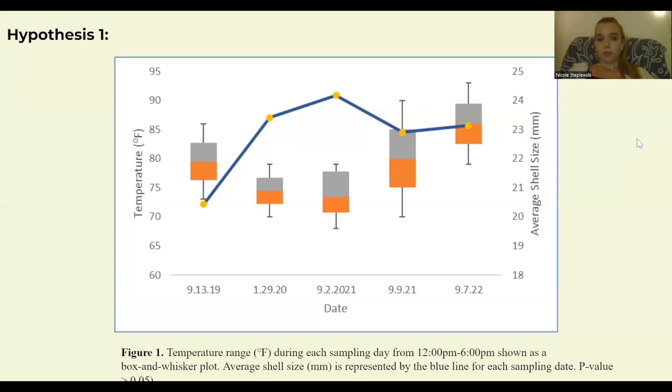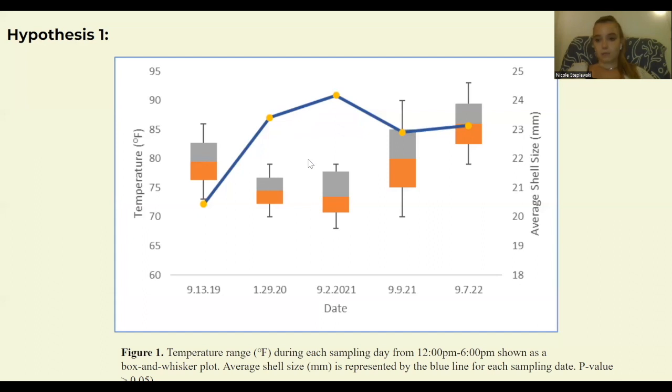So we believe that with a lower temperature, we expect to see larger shell sizes, and with a higher temperature, we expect to see lower shell sizes. Looking at this graph, we can kind of see this relationship happening. On January 29th and September 2nd, those are our lowest temperature days, and we do see that the shell size observed during those days is the greatest out of all the other sampling dates, but we're not entirely sure if there is a statistical difference between these relationships.